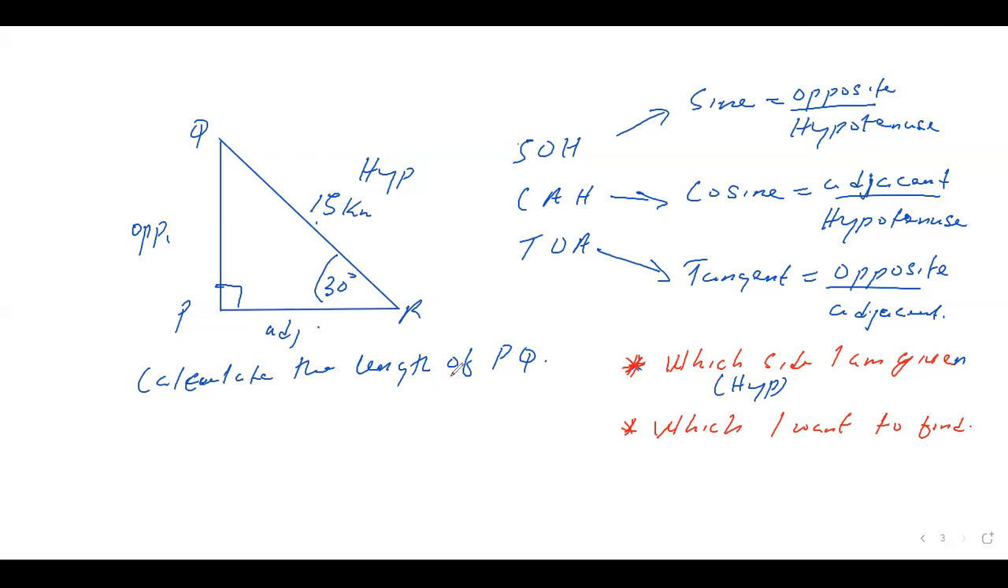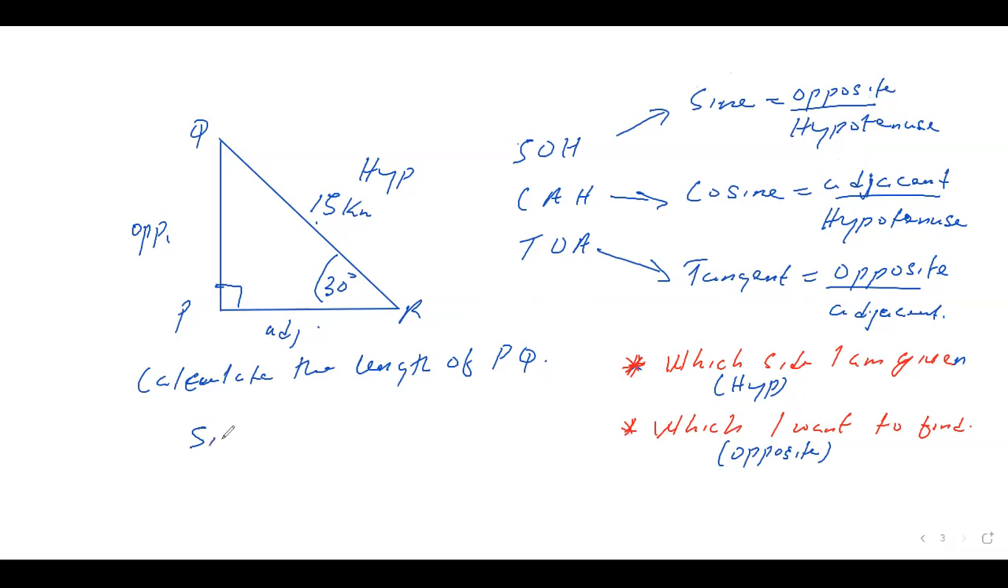Now, they asked me to find PQ. We ask ourselves, which side do I want to find? The opposite. Good. So which formula am I required to use? Sine. Right, because you look at which one has hypotenuse and what? Opposite. That falls under sine.